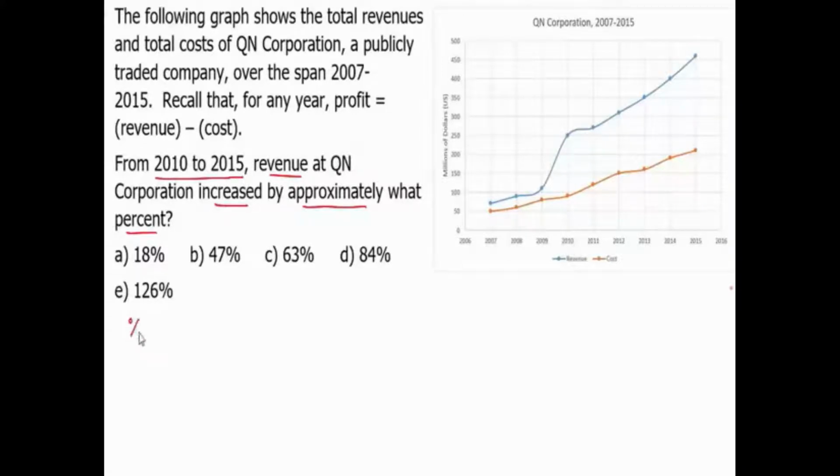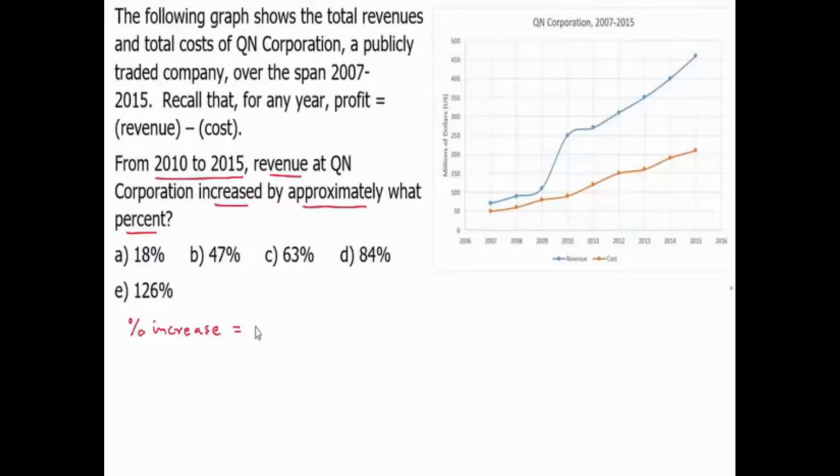The percent increase of anything is the increase over the initial amount times 100. So the percent increase of the revenue is going to be the increase in the revenue in this period over the initial revenue, that's in 2010, times 100.